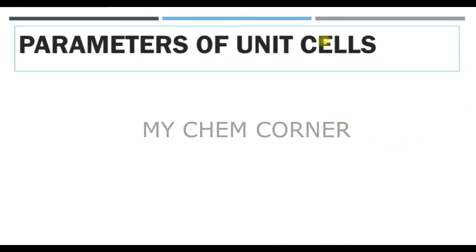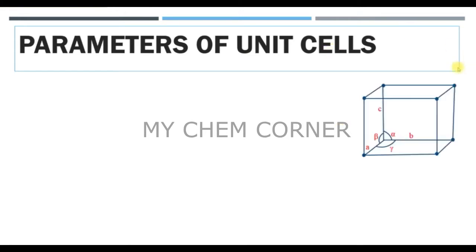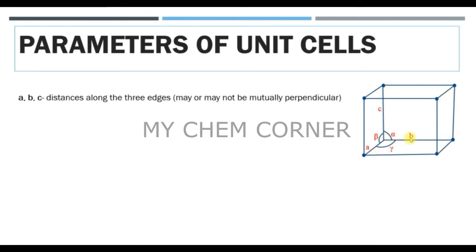Next, we will move into the parameters of a unit cell. When I look at a particular cube with spheres at each corner, I denote the edge length, or the distance between 2 spheres, as a, b, c. So this is going to be named a, this can be given as b, and this can be given as c. So basically, your edge lengths are denoted by small letters.